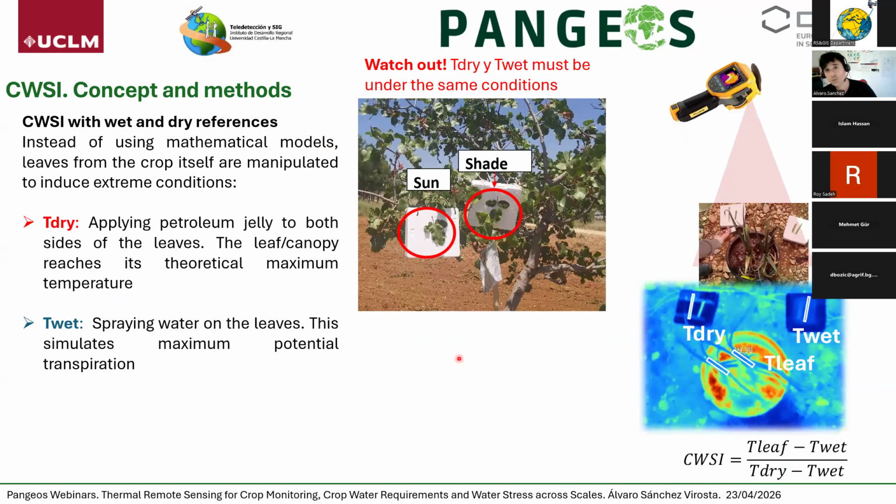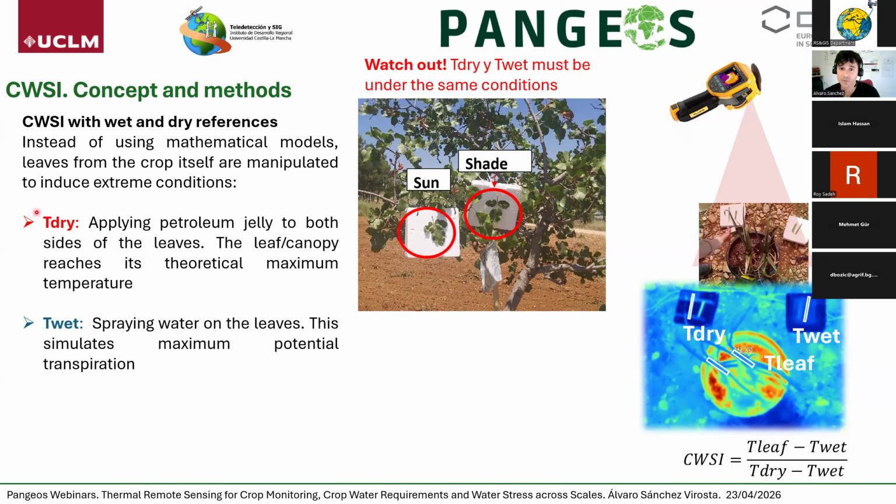So about the one using wet and dry references, you can use different references, natural or artificial ones. The natural ones would be perfect, if you have a plant that you know is under maximum transpiration, you can use it as the T-wet. If you have one that you know is under severe water stress with no transpiration, it would be the T-dry, but this is really difficult to have, at least in the field.